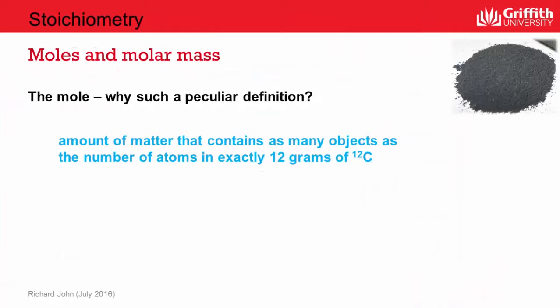If we look at the definition of a mole, we see that it's the amount of matter that contains as many objects as the number of atoms in exactly 12 grams of carbon-12. And that number, Avogadro's number, happens to be 6.022 × 10^23. The interesting thing is, why such a peculiar definition for the mole? And why does the definition relate the amount of matter to its mass?